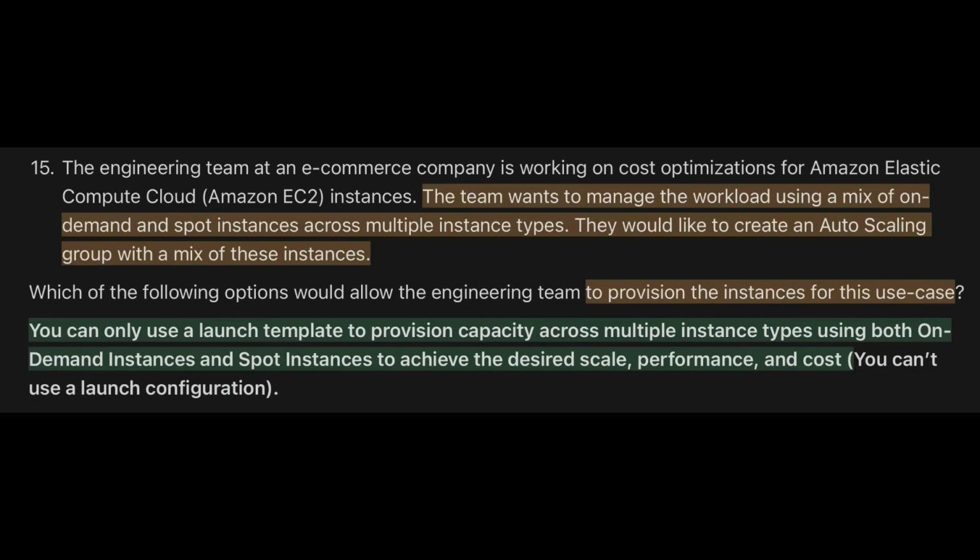But now what if we have a situation where a team wants to manage a workload using a mix of on-demand and spot instances across multiple instance types, and they'd like to create an auto-scaling group with a mix of these instances? So the best option for the team to provision the instances for this use case is that they can only use a launch template to provision capacity across multiple instance types using both on-demand and spot instances to achieve the desired scale, performance, and cost. So they can't use a launch configuration, only a launch template to do this.